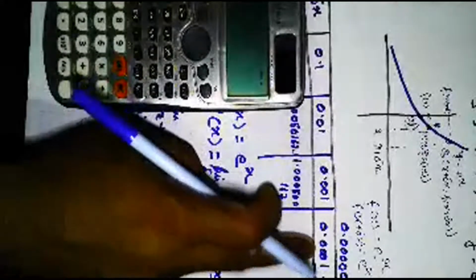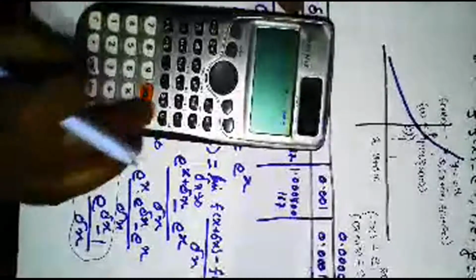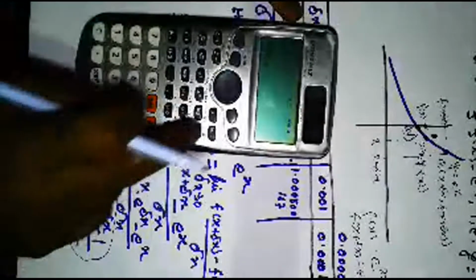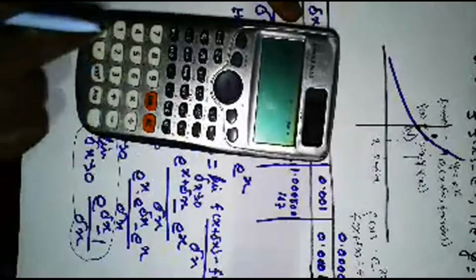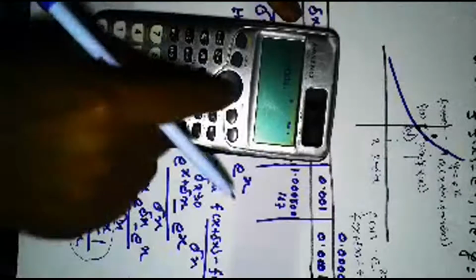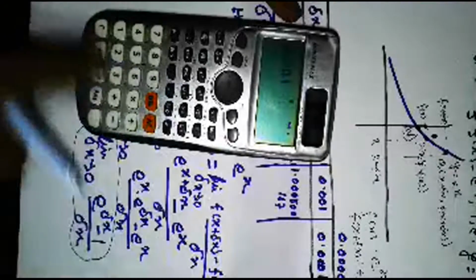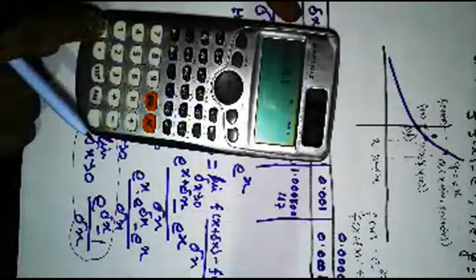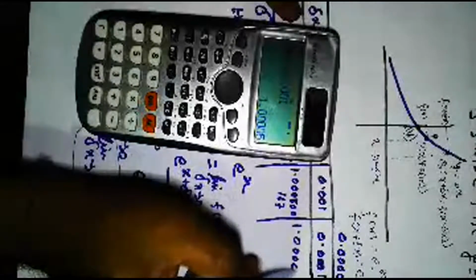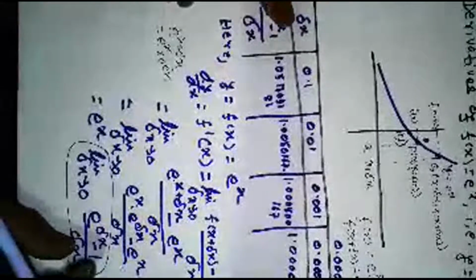Lastly, I'll try this value also. It is 0.0001, with 3 zeros after the decimal. So it is e to the power, shift ln, 0.0001, and then minus 1, equal, and divide by the same number 0.0001. How many zeros? 3 zeros after the decimal. So it is 0, 0, 0, and then 1, and my answer is 1.00005.